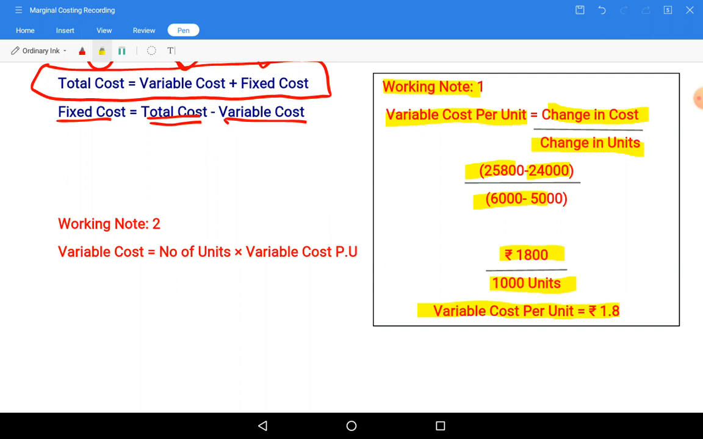Now we have got variable cost per unit. Now we are going to calculate working note 2, that is variable cost in total. Number of units into variable cost per unit. You can take any quantity. I am taking quantity at 5,000 units.